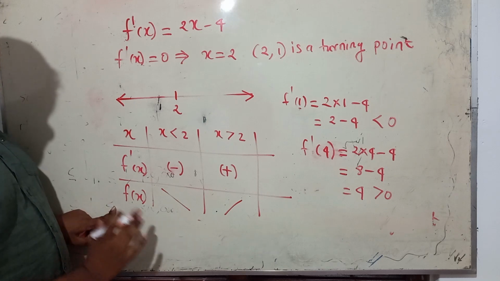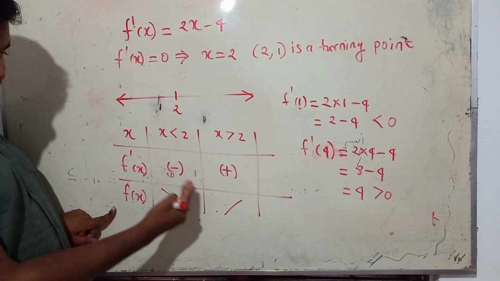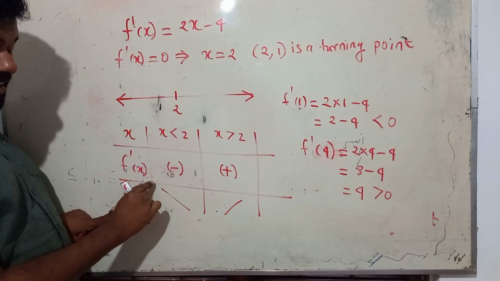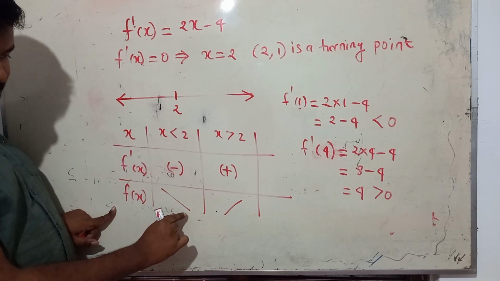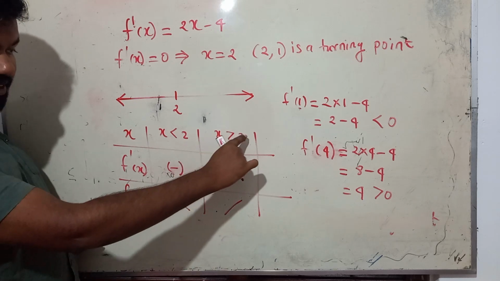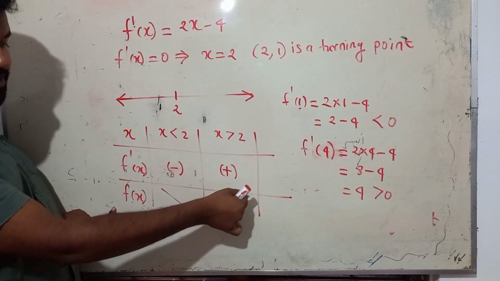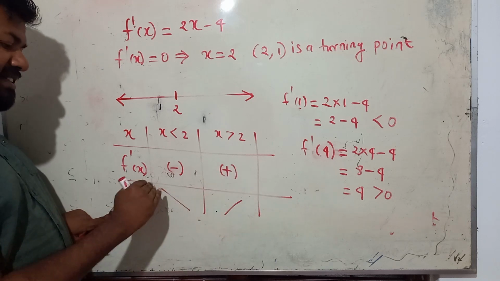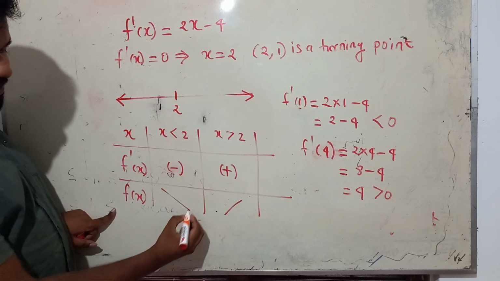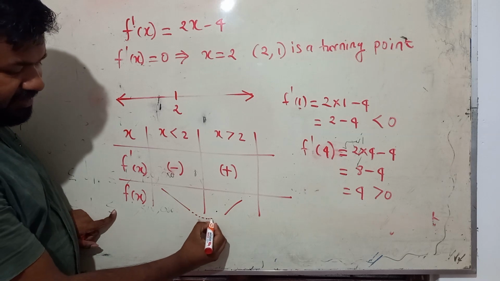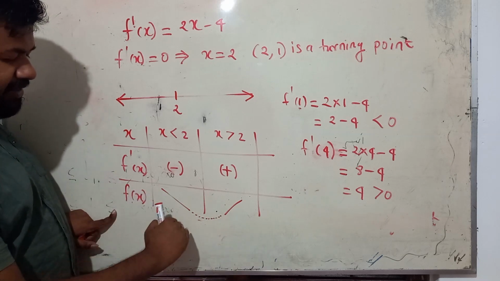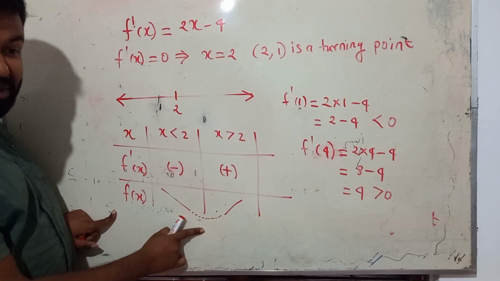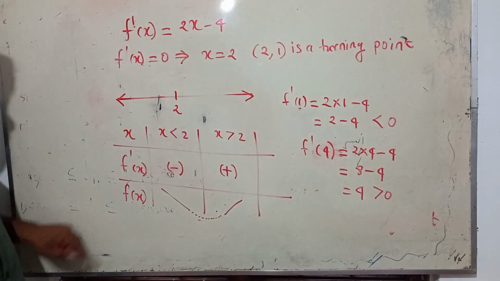Right? Try to understand this one. When x is smaller than 2, f dash x is negative, which means f(x) actually decreases with x. When x is greater than 2, f(x) actually increases with x. So this actually gives you the basic shape of the graph. So you can see it here, right? It's decreasing and here it's increasing, which means there's going to be a turning point here. There's going to be a minimum point here, a minimum turning point.